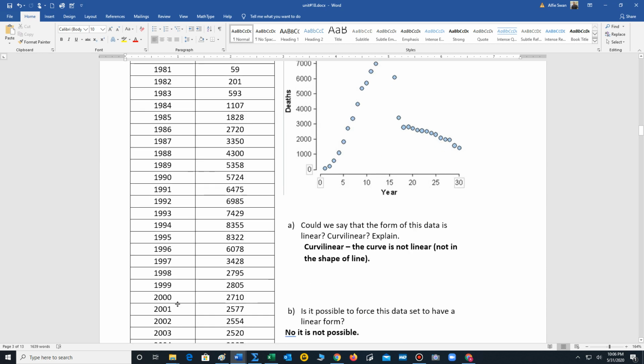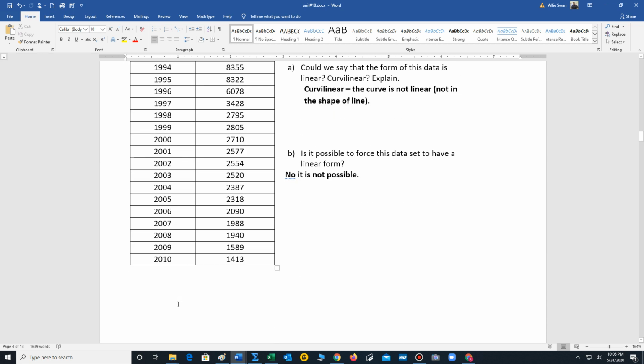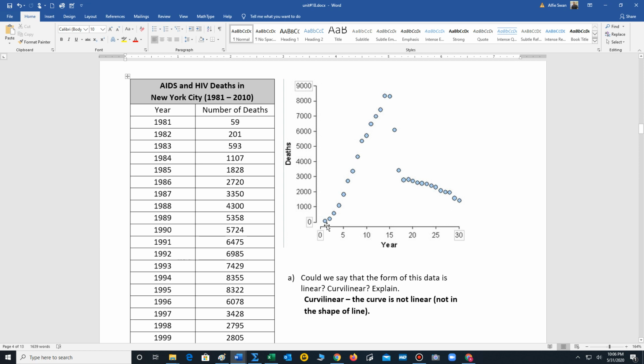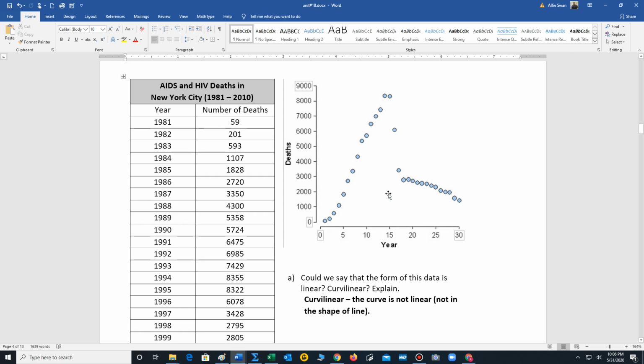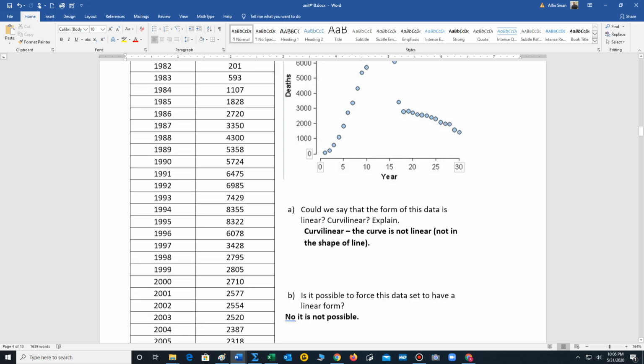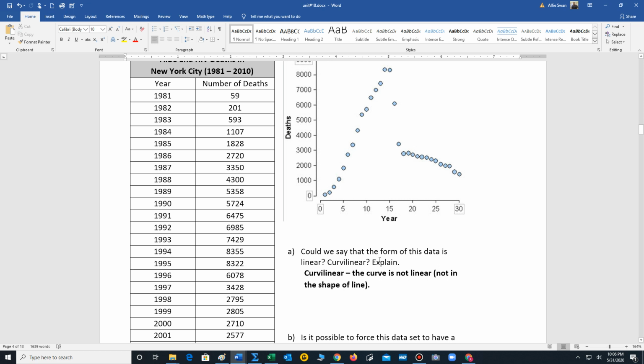Now we're going to look at the complete set of data from 1981 to 2010, and we can see that from 1981 to 1984, it's linear, but then obviously because of some improvements in drug and care for people that have AIDS, we can see that the number of deaths dropped. And so the complete graph is called curvilinear because once you look at the complete set of data, it's not a linear graph. And there's no way of forcing this graph to be linear.